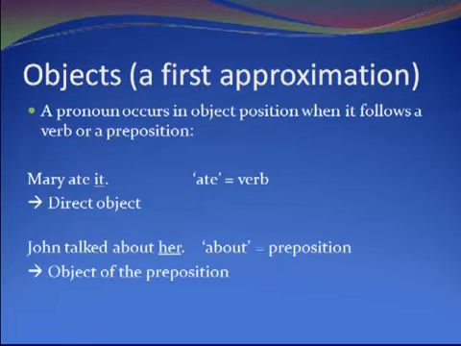Now objects, we talk about the object position as a position following a verb or a preposition. So "Mary ate it." "Ate" is a verb, and you get "it" following it, and that's the direct object. We can also have something like "John talked about her." "About" is a preposition, "her" follows it, and so it's the object of the preposition.